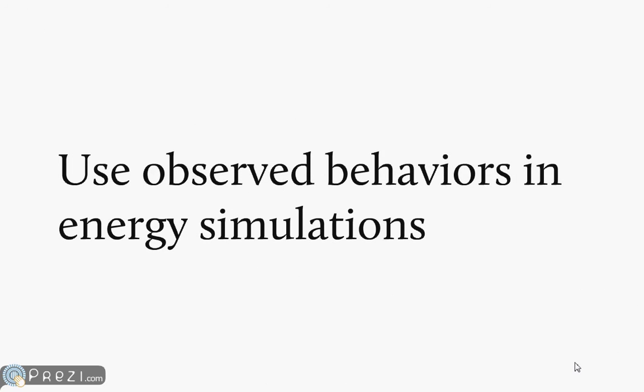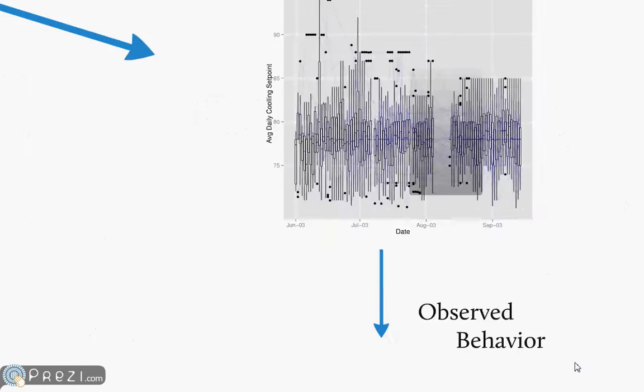Our main motif is going to use some observed behaviors in energy simulations. And by observed, we mean real clocked behavior. So we're going to be looking at some thermostat settings that we've collected in the San Francisco East Bay, some occupancy data that we have from the American Time Use Survey, and we even have some window opening and closing data from basically teenagers that don't have to pay the bill that we tried to take a look at.